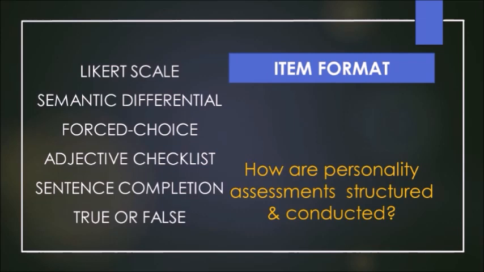And then we have the forced choice format, wherein the test taker is forced to choose between two statements depending on how much he or she agrees with or identifies with either of these statements. And then we have the adjective checklist, wherein a list of adjectives are provided, and the task of the test taker is to choose from among these adjectives which ones describe him or her the best. We have sentence completion format, wherein the incomplete sentence is provided and the test taker would have to complete the sentence, obviously. And finally, a true or false format, which you all know what that looks like.